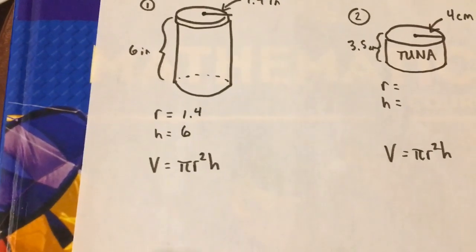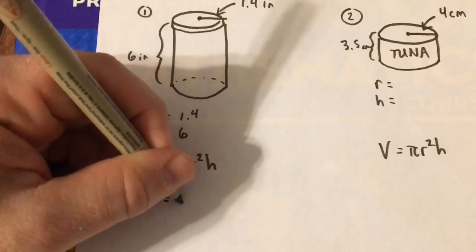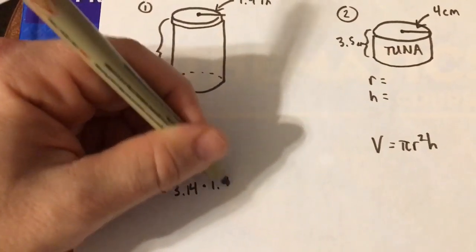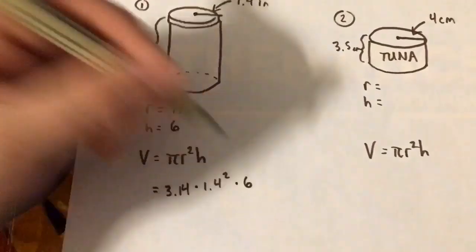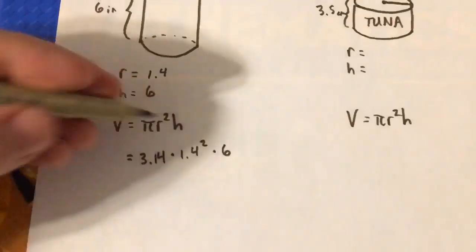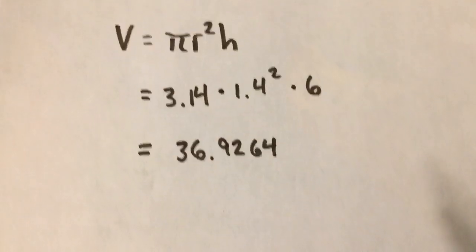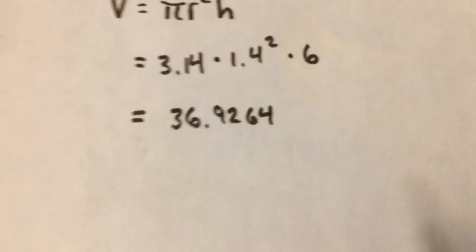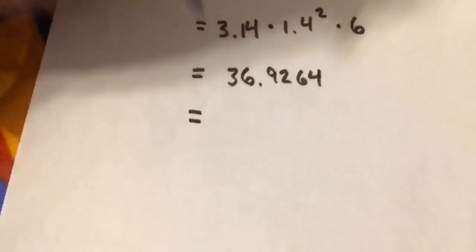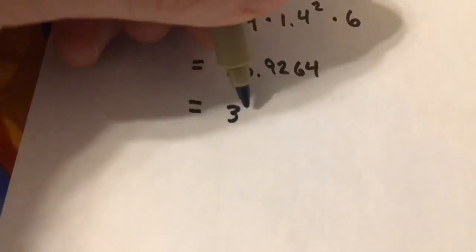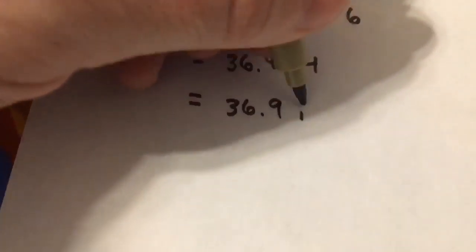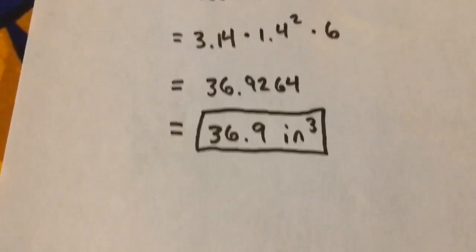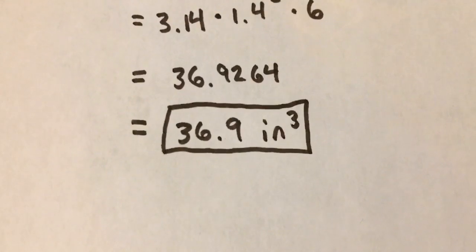So now we're going to plug in our measurements into the formula. So we get 3.14 times r squared, which is 1.4 squared, times 6. So now our last step will be to multiply these three values together. After you multiply your three values together, you get an approximation of 36.9264, which, if we round this to the nearest tenth of a place value, is 36.9 cubic inches. Don't forget, since this is a volume measurement, all answers would be expressed in the form of a cubic unit of measurement.